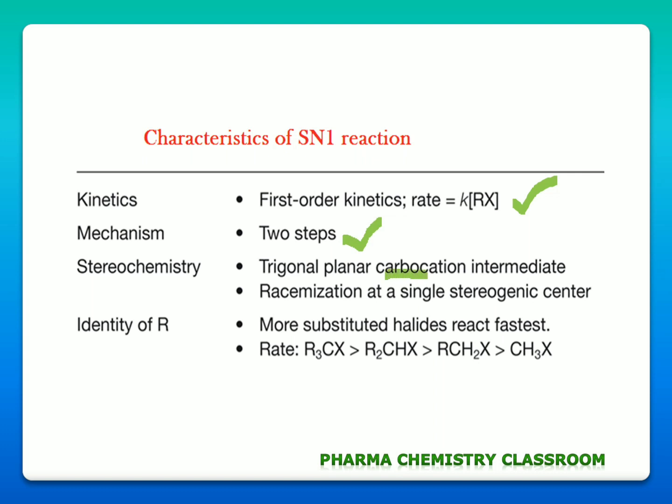So we will get a racemic mixture as a product. The ease of SN1 reaction: more substituted halides react fastest, and this is the order of SN1 reaction. That is, tertiary alkyl halides react faster, then secondary, then primary, then methyl halides have the least reactivity towards SN1 reaction.